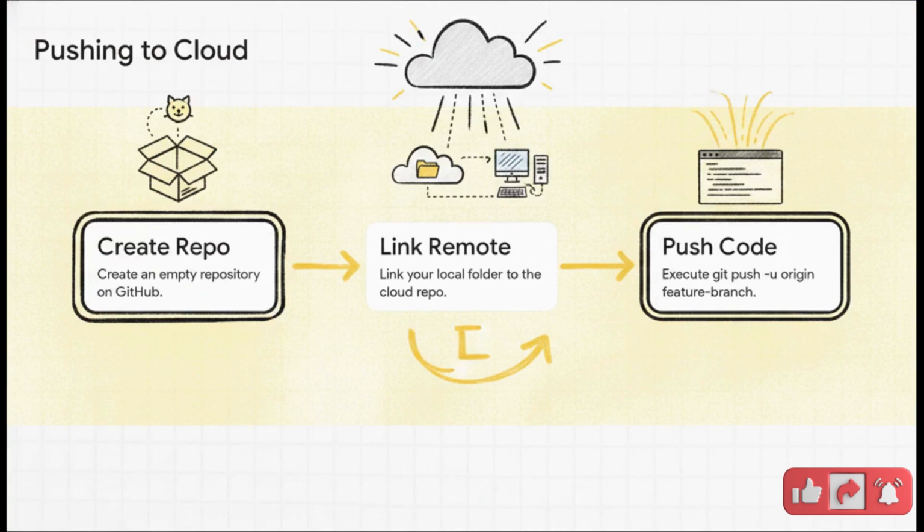Let's connect our local work to the outside world. This quick 3-step process pushes your commits from your local machine straight up to the GitHub servers. First, you create an empty repository on GitHub. Second, you link your local folder to that cloud repository using a remote origin command. And finally, you execute git push -u origin, followed by your branch name. The very moment you hit enter, your code travels from your local terminal up to the cloud, making it instantly visible to your entire team.